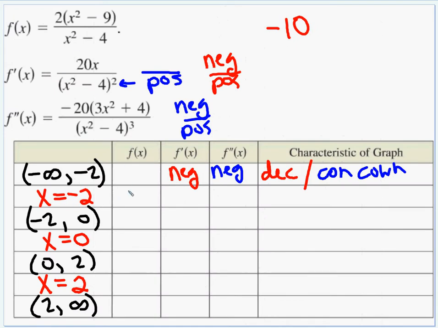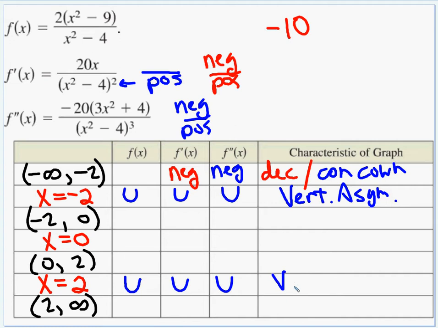If we put negative 2 in the original, it's undefined. If we put it in the first derivative, undefined. Second derivative, undefined, and that is because we have a vertical asymptote there. And let's go down to x is 2 and do the same thing. Undefined, undefined, undefined, VA.